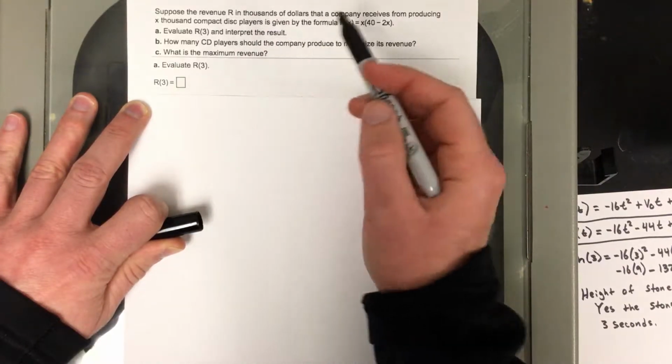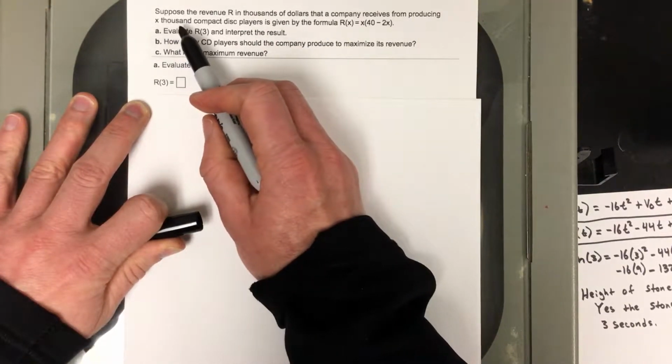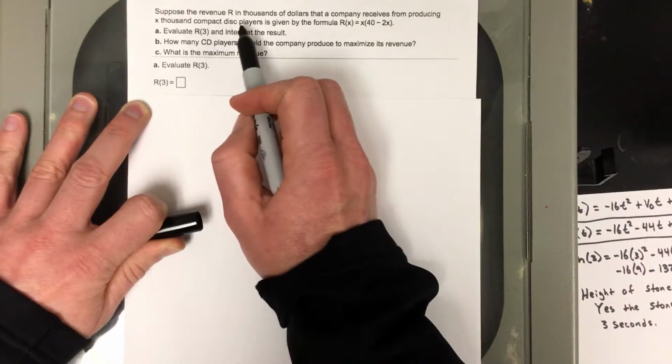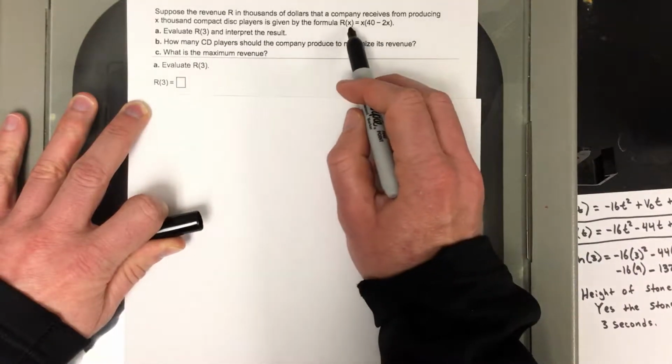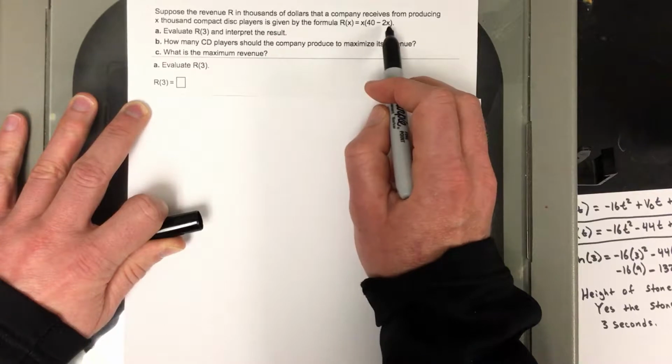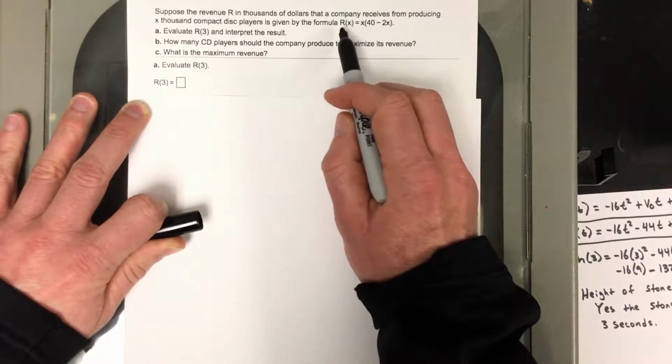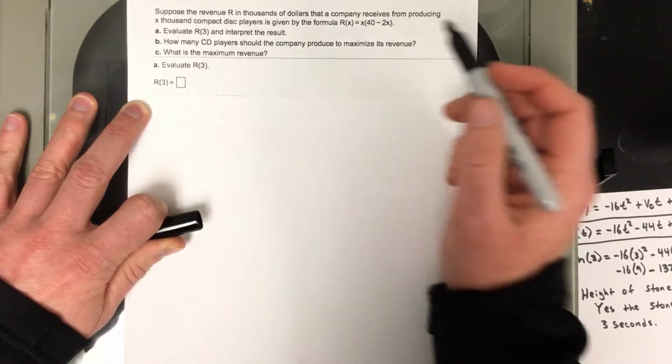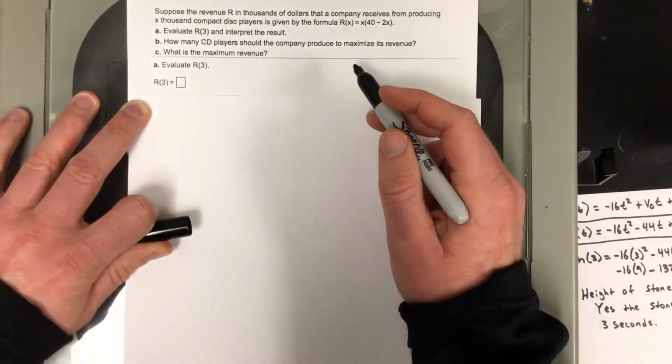Remember, revenue is how much they're getting in. And then x is in thousands for compact disc players. So in this formula, x is representing the number of CDs, and R is going to represent the revenue in thousands.